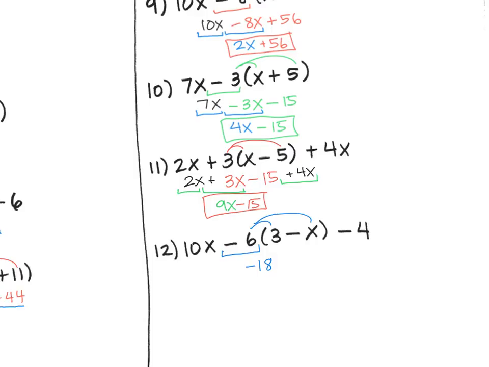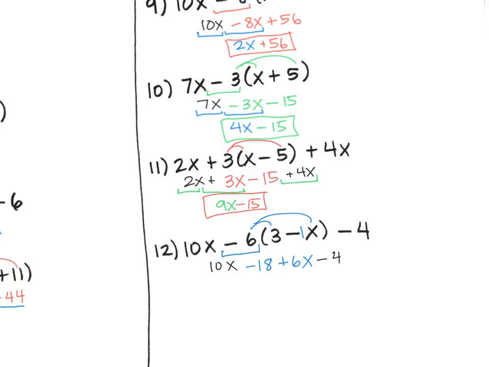Okay, negative 6 times negative x, let's put a 1 here. Negative 6 times negative 1 is positive 6, and I'm going to keep an x on it. Okay, let me try to bring down the 10x and the 4. What is that? That's a minus 4.